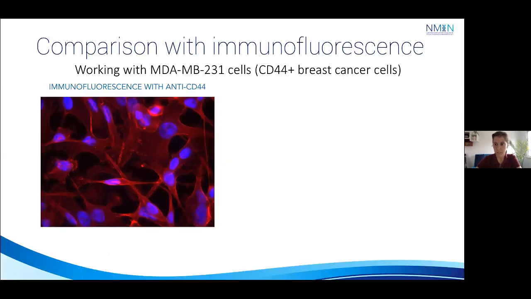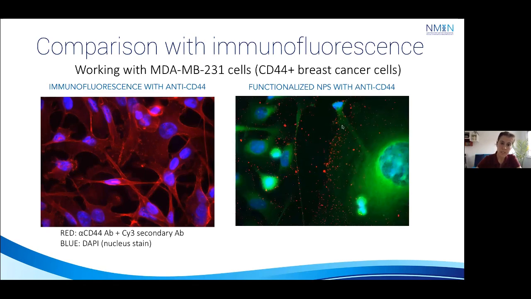To demonstrate our technology, we compared the performance of our technique to existing labeling procedures, such as immunofluorescence. Here on the left, you see immunofluorescence performed on MDA-MB-231 cells with anti-CD44 fluorescent label. The red coloration on the membrane shows the presence of the CD44. And we did the same with the functionalized nanoparticles. You can see here the dots that appear on the membrane. There is also a phalloidin stain to show that there is a good correlation between the nanoparticles location and the membrane location.